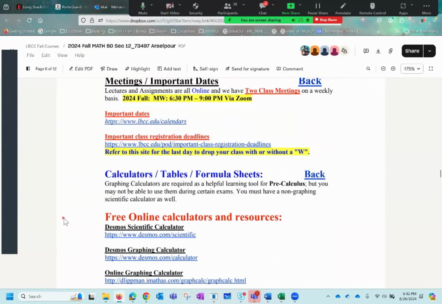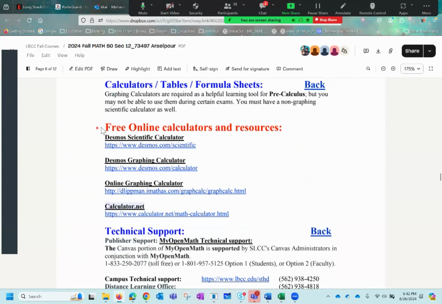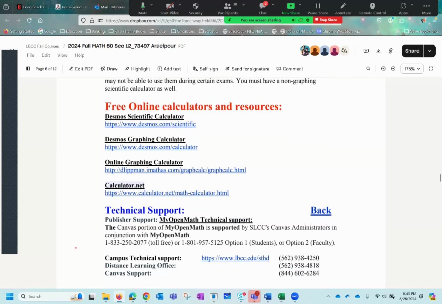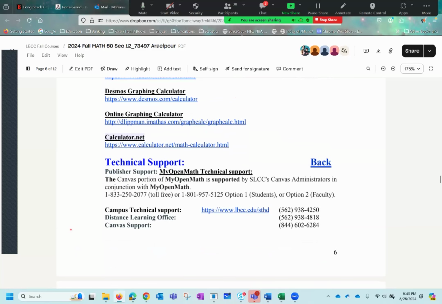Meetings, important dates, calculator. Graphing calculators are required as a helpful learning tool for pre-calculus, but you may not be able to use that on some exams. Okay, take a look at what we have here. We have a lot of free online calculators listed here. Okay, I don't believe students should pay for anything. If you have a calculator, more power to you. If you don't, you can use the online calculators without having to pay for it. I'll discuss that further also later on.